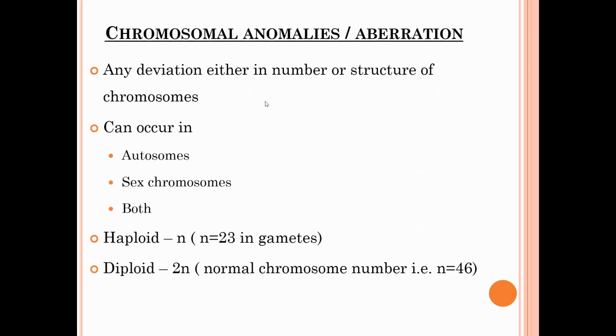Now chromosomal anomalies. So chromosomal anomalies, also known as chromosomal aberration. Any deviation either in the number or the structure in the chromosome. It can occur in autosome, it can occur in sex chromosome, or it can occur in both. You already know what is haploid, that is 23 number of chromosomes present in a gamete. Okay, and diploid, that is normal chromosome, the set of the chromosome where we can say 23 pair of chromosome or total 46 chromosome. So on this basis we can classify the anomalies related to the chromosome.